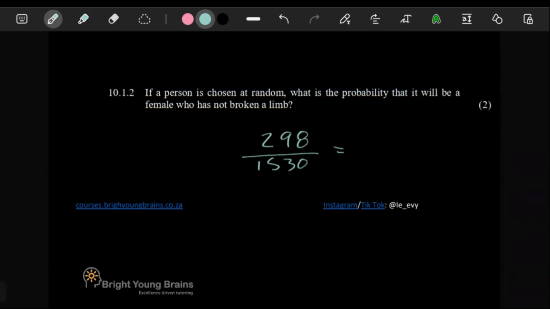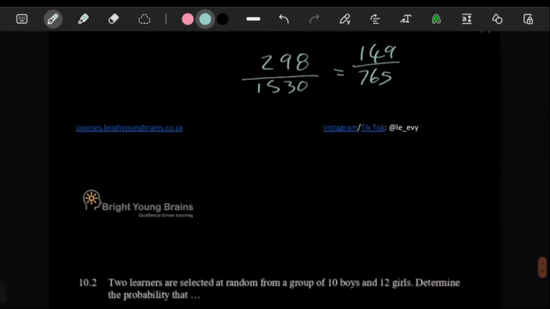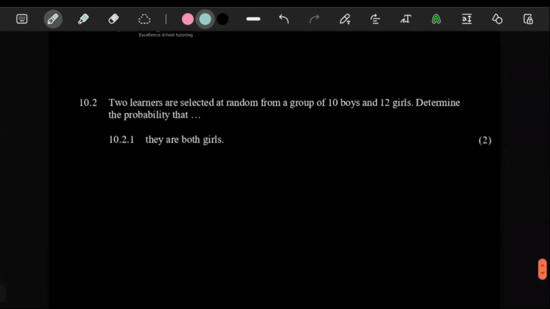That's going to give you 14 over 765. So let's just do that. 14 over 765. There we go. So moving on to another 2-mark question.